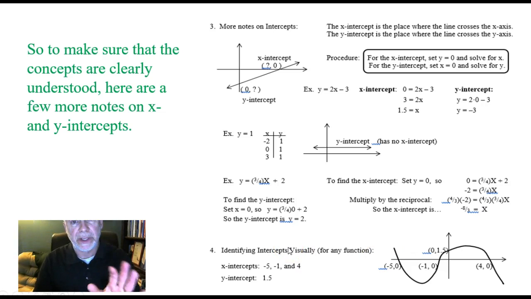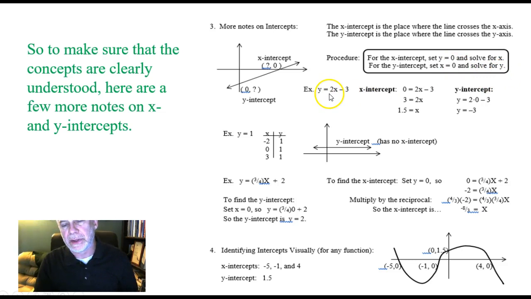Now, just to make sure that the concepts are clear, here are a few more notes on intercepts. So the x-intercept is the place where it crosses the x-axis, so it's pictured here. The y-intercept is the place where it crosses the y-axis. In order to find this, if you're given an equation, for an x-intercept, you're going to set y to 0 and then solve for x. For a y-intercept, you'll set x equal to 0 and solve for y.